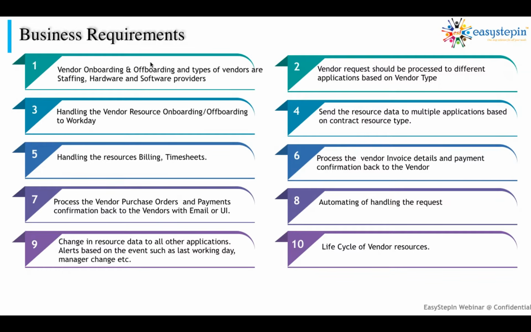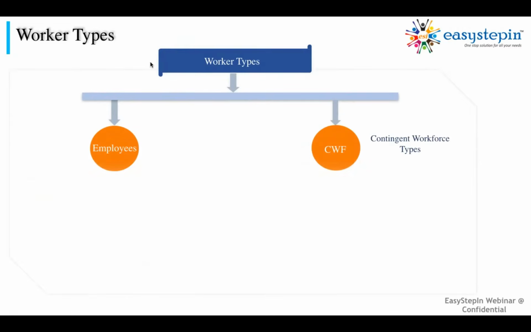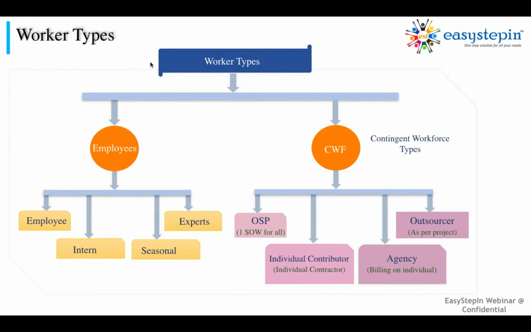For people who are wondering about who is a vendor, a vendor can actually be of different types, like say staffing, hardware providers, software providers, etc. So to explain this in brief, let's see staffing vendors and CWFs. So under employees, we have employee, intern, seasonal, and experts. And under CWFs, we have OSPs, individual contributors, agencies, and outsourcers. So the CWFs are the employees of the staffing vendor companies. They are sent to a different company to work.